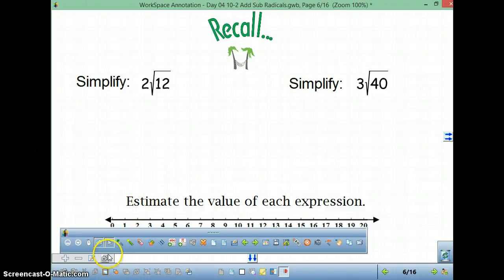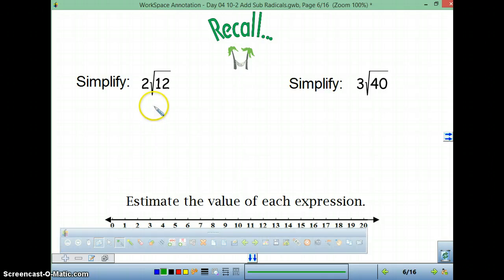Welcome. Today we are working on adding and subtracting radical expressions. To be able to do that, we first have to be really good at simplifying. So, how do we simplify this? We've got 2 times the square root of 3 times 4. But 4 we can write as 2 squared, right? We're going to look for the perfect squares.